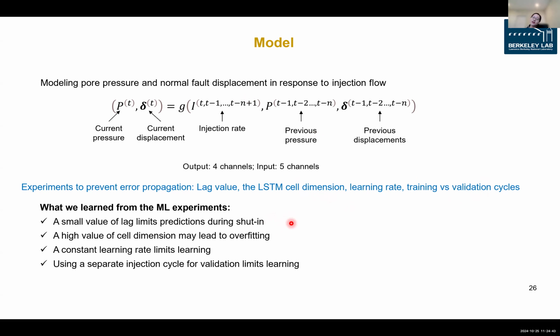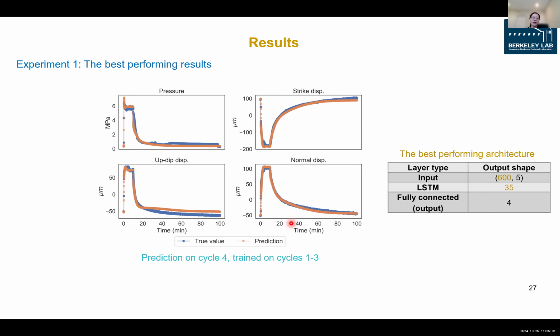We also tried to use a separate injection cycle for validation, but because there are only 6 cycles and there are behavioral pattern changes, it was not able to predict reliable results. So we basically did not use validation for this set of problems.